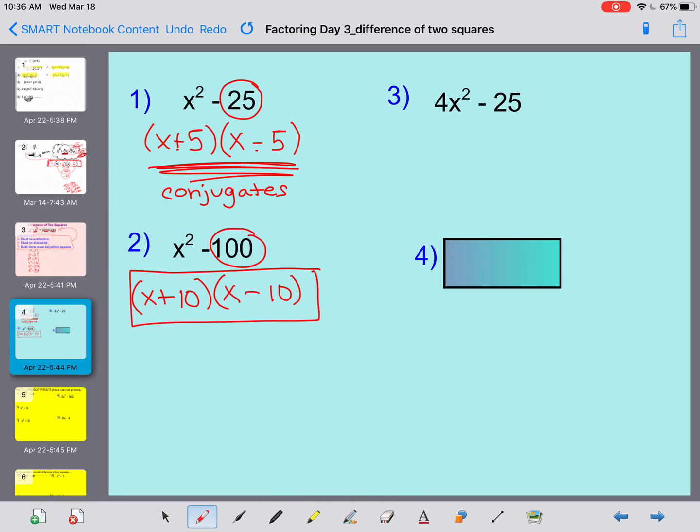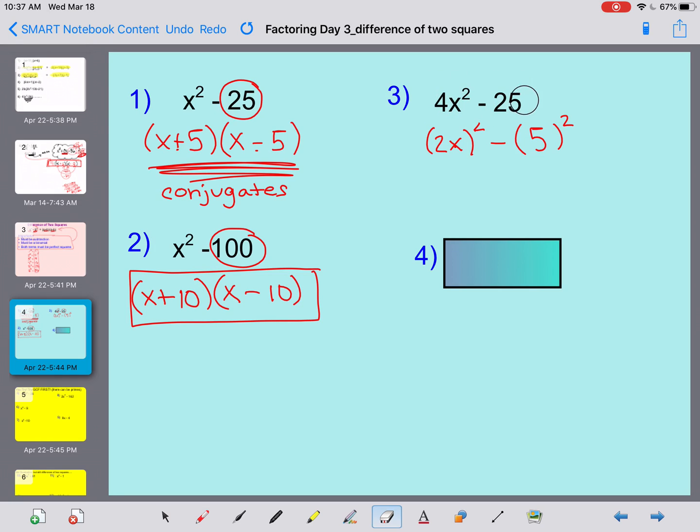Now I'm going to show this example a little bit differently, just another option of how to think about this. You could say, what number squared gets me 25? And you put the 5 in there. And I could say, what number squared gets me 4x squared? Well, it would be 2, right? 2 squared is 4. And x to the power of 2 is x squared, right?